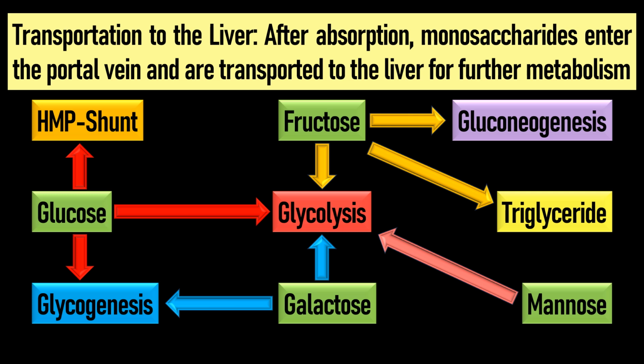Galactose 1-phosphate is then converted to glucose 1-phosphate. Glucose 1-phosphate can be converted to glucose 6-phosphate, which can then enter glycolysis or be used for glycogen synthesis. Mannose, a minor monosaccharide, is phosphorylated to mannose 6-phosphate by hexokinase. Mannose 6-phosphate can be isomerized to fructose 6-phosphate by phosphomannose isomerase. Fructose 6-phosphate then enters the glycolysis pathway, leading to energy production.